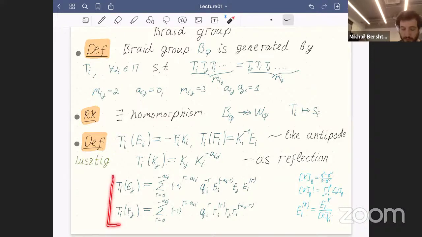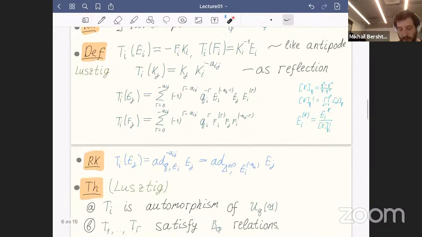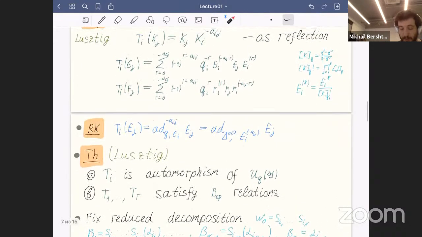And the most interesting formulas are here. This resembles the Serre relation. The difference is that in the Serre relation, we have here not minus a_ij, but one minus a_ij. So in terms of a q-commutator, which I explained some time ago, the Serre relation means that the q-commutator with power one minus a_ij is zero. And this is the previous q-commutator with power a_ij, one less.